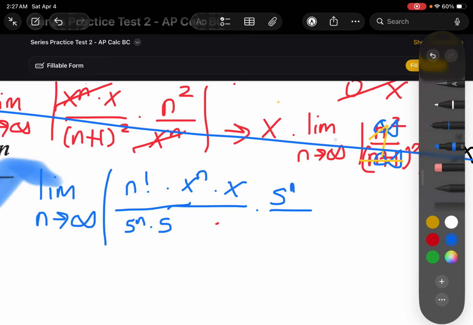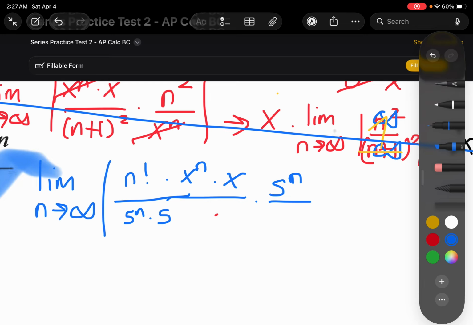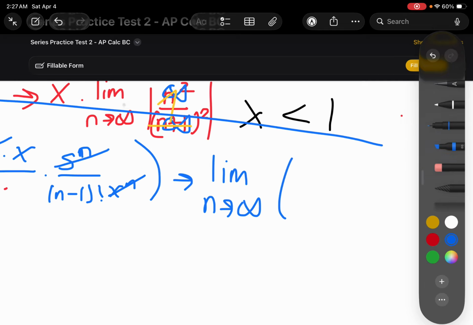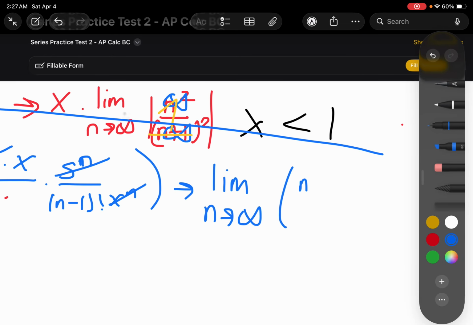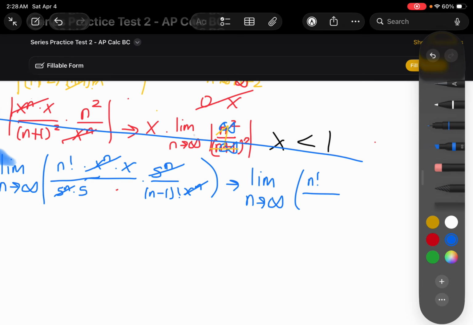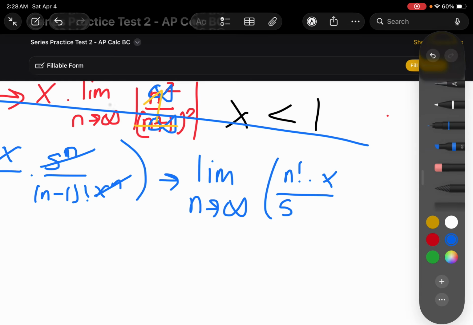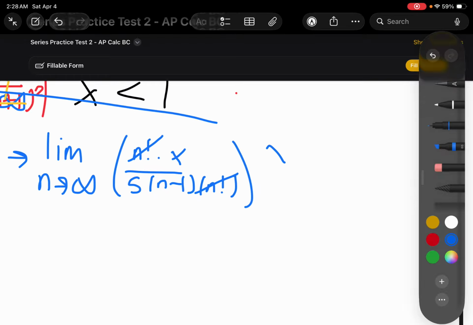So let's do the cancel party. Boom, boom, boom. What's left is going to be the limit as n is approaching infinity of n factorial over x over 5 times n minus 1 times n factorial. Properties of factorials, that cancels out. We can factor out that x over 5.